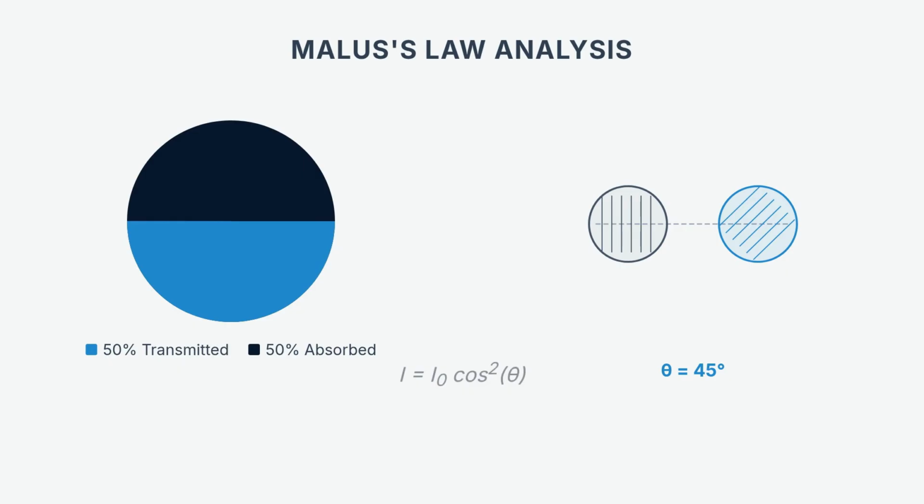These results confirm that at a 45-degree angle between polarizers, exactly half the incident light intensity is transmitted according to Malus's law. This tool streamlines polarization calculations for optical system design.